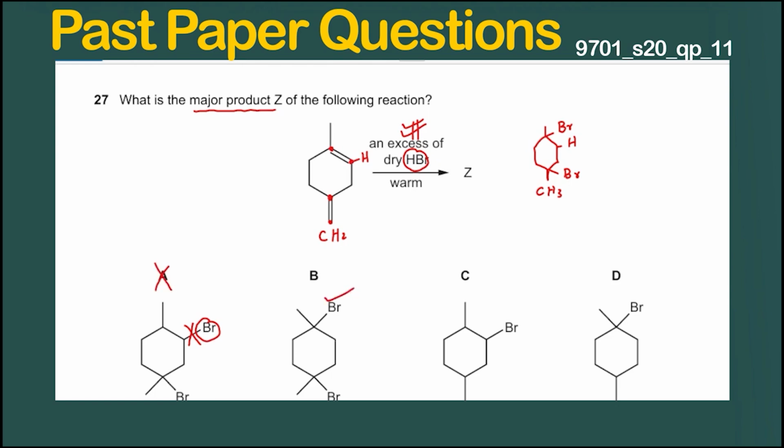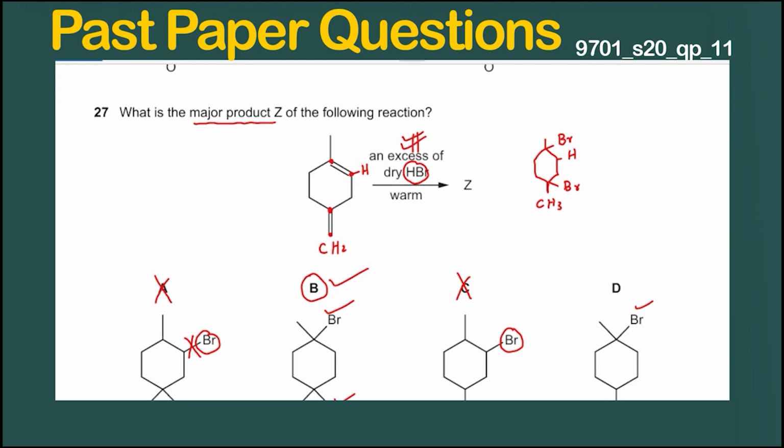B is following Markovnikov's principle on both sides, so B must be your answer. Here you can see that Br is attached at this carbon जो कि Markovnikov's rule के against है, so C is incorrect. Br is attached here and Br cannot attach on this side because that is against Markovnikov's rule, so D must be your incorrect answer and B is your answer.